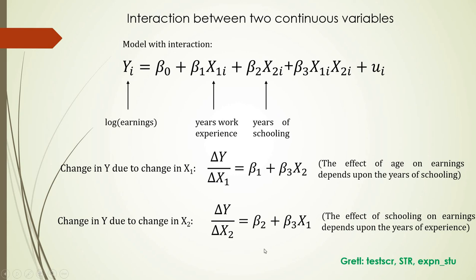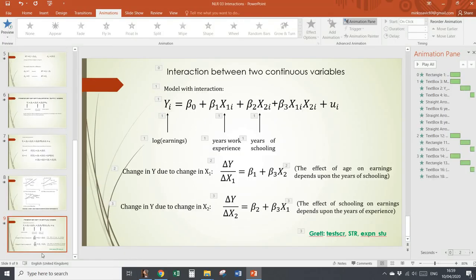Okay, let's develop the model. In our case, we will use test scores, student-teacher ratio, and expenditure per student. This means that the student-teacher ratio is also influenced by expenditure per student in certain districts, because if you invest more money, then you can reduce the student-teacher ratio. Okay, let's go to the example.